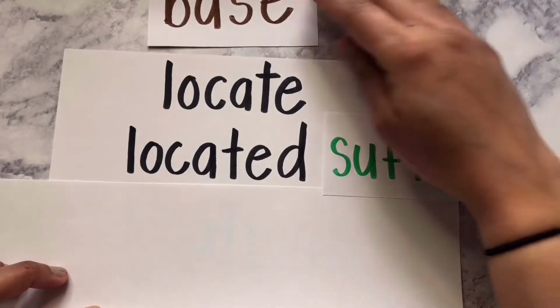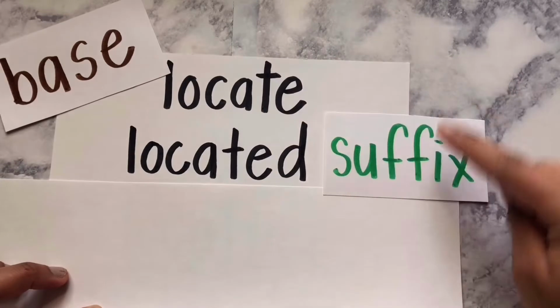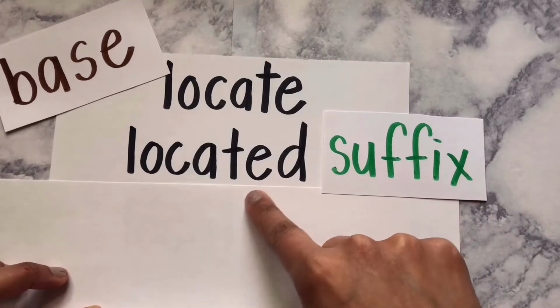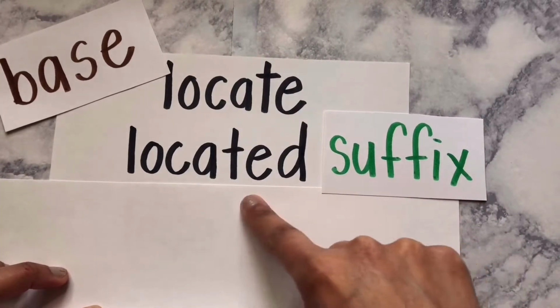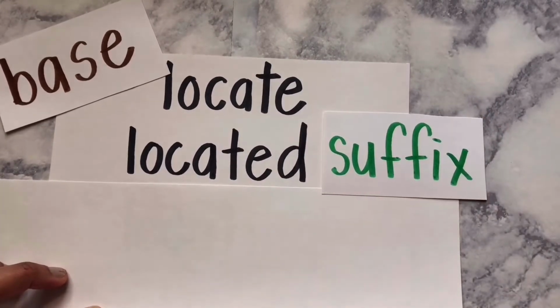This word is a verb. It is something that you can do, locate something, find where it is. Then the suffix at the end helps us understand when it happened. We located something, that means it was in the past.